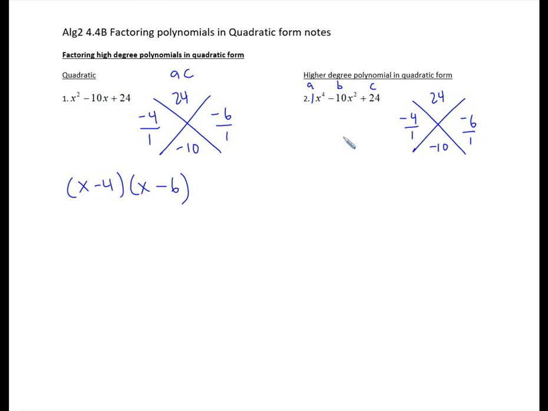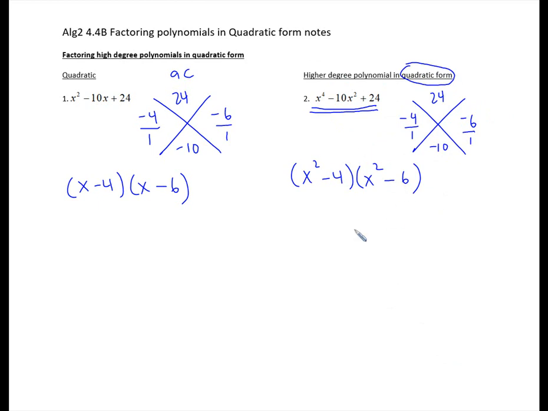The only thing different is that since this is x to the 4th, we're going to need an x squared minus 4, and an x squared minus 6, right? If we actually FOIL this and multiply it out, you're going to get the original problem, which means that yes, we are able to factor this using the x method, because this polynomial, even though it's not technically a quadratic, is in quadratic form. If it's in quadratic form, we can still factor it using the x method.